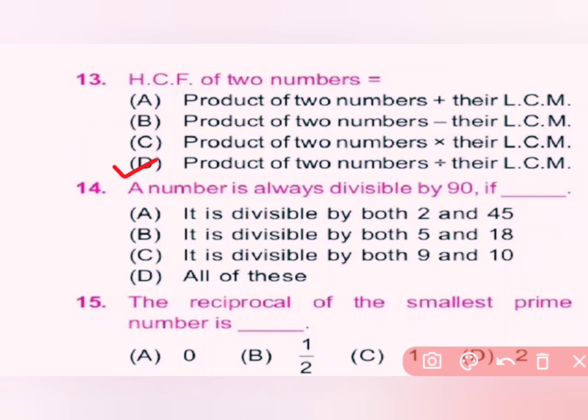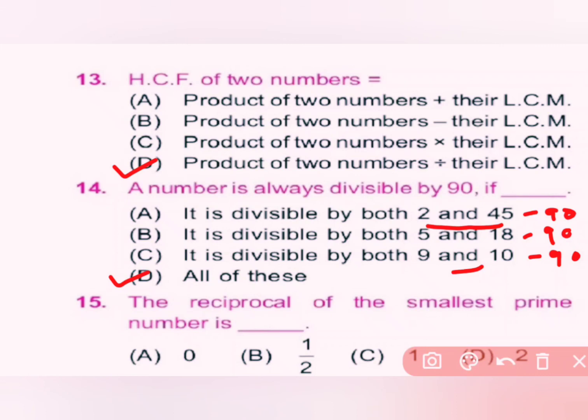Question number 14. A number is always divisible by 90 if option A, it is divisible by both 2 and 45. 2 into 45 is 90. Option B, if it is divisible by 5 and 18. 5 into 18 is 90. And C is it is divisible by both 9 and 10. 9 into 10 also 90. So all options are right. B is the correct answer.